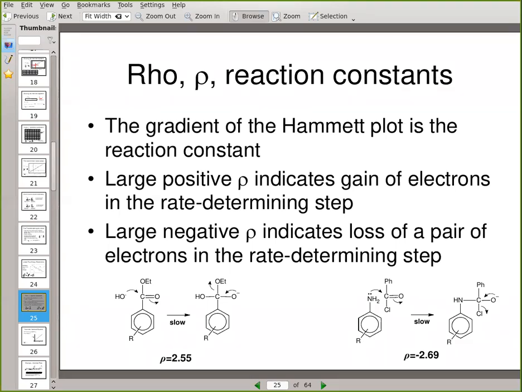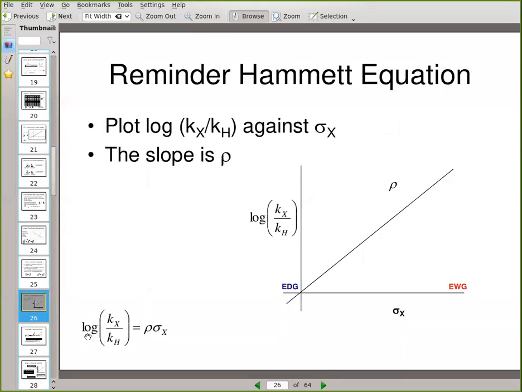So please, can I ask you to remember that if you've got a positive gradient, you're receiving electrons. If you've got a negative gradient, you are losing electrons or donating electrons in the rate determining step. Okay. Please, if you ever have to plot the Hammett equation, I'm going to do a quick example now where we plot it. You've got to plot log kx over kh on the left, and you've got to plot it against sigma values on the right. So please remember, you've always got to do this kx over kh.